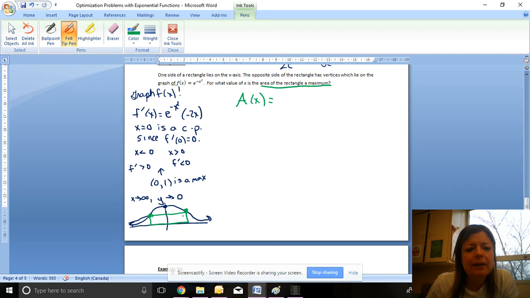So what is the area of this function? Well, it's length times width, okay? So what is this length? Well, this is x over here, and then this is an x over here. So the length of this rectangle is 2x, okay? So its length is 2x. Now, what about its width? Well, it touches however high this function is. So its width is actually equal to the function. Okay, so its width is however high this is, which is e to the negative x squared.